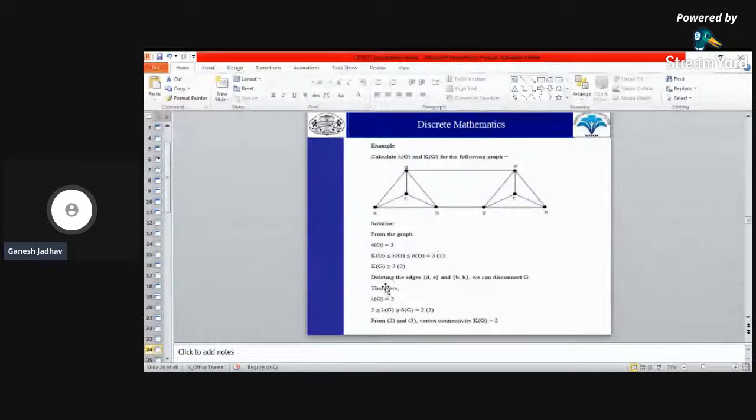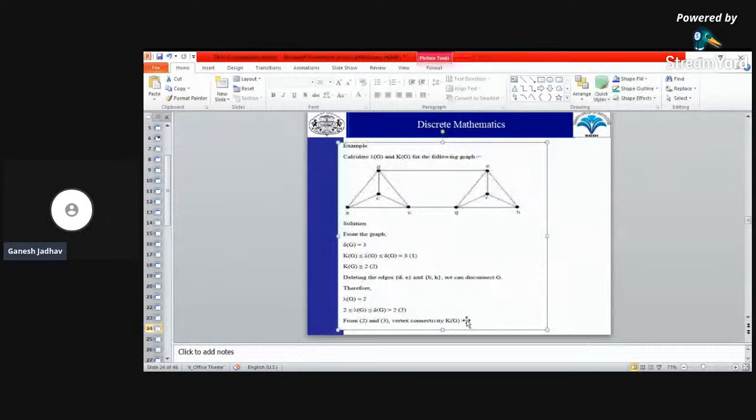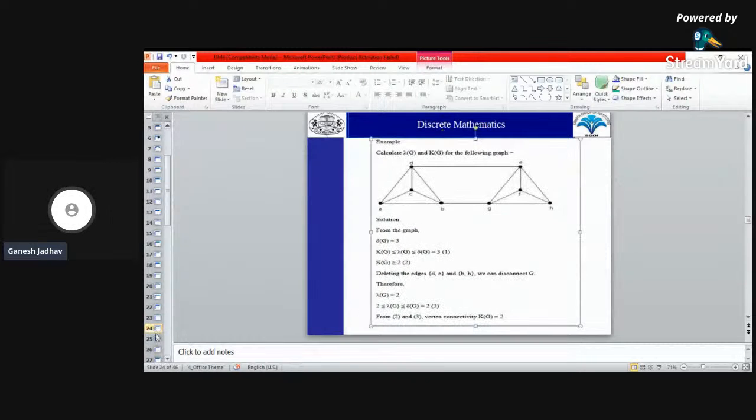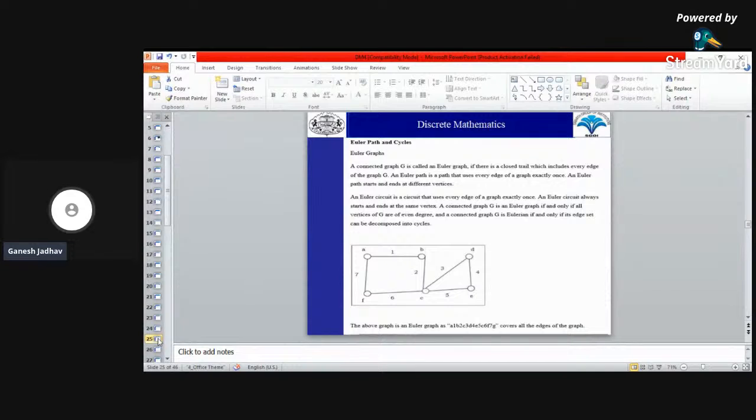Whenever deleting d and e and b and h, where are b and h? We can disconnect G, not by b and h, but by d, e and g. So you can get another two graphs here, two graphs. So here Kg is equal to 2 also. So this is the disconnectivity or the connectivity of the graph.